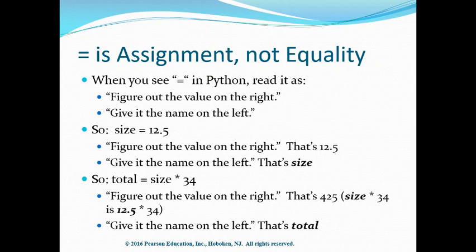So equal is assignment, not equality, like I said. So when you see the equal sign in Python, you read it as figure out the value on the right and then give it the name on the left. For example, you'll see size equals 12.5. So figure out the value on the right. So it says that's 12.5. And then we're going to give it to the name on the left. That's size. So then we have size equals 12.5. Similarly, we say total equals size times 34. So we take size, we multiply it by 34, and then we set that to the variable total. So then total equals, in this case, 425.